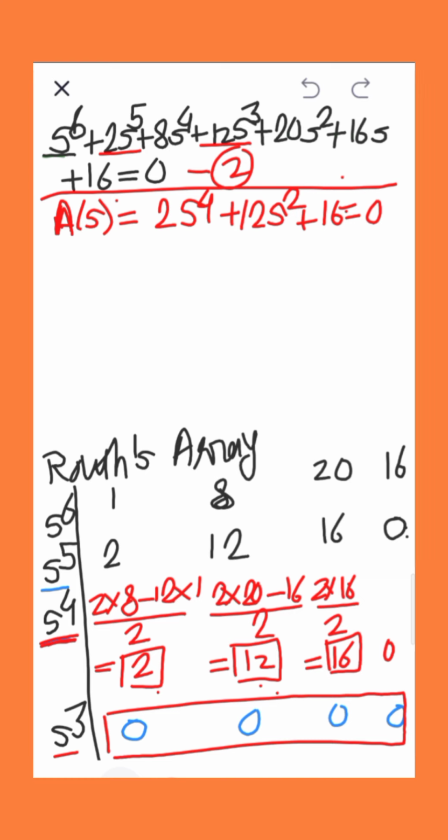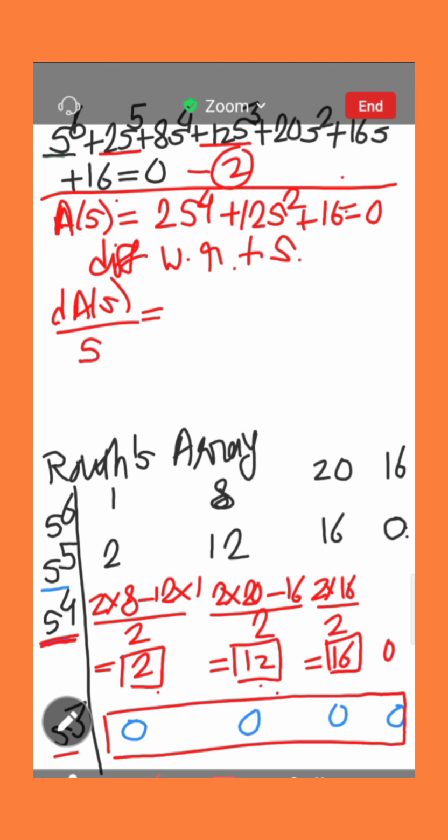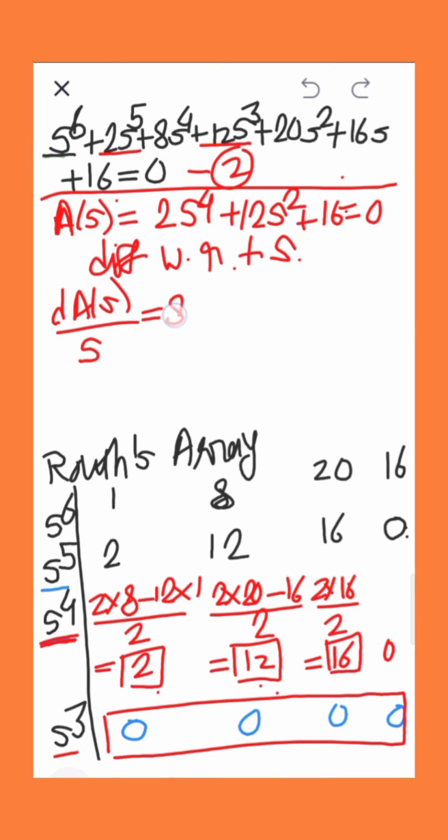Now after forming the auxiliary equation, we have to differentiate the auxiliary equation with respect to s. So dA(s) upon ds equals how much? The equation will be 8s cube plus 24s, and this is a constant, so it will be 0.